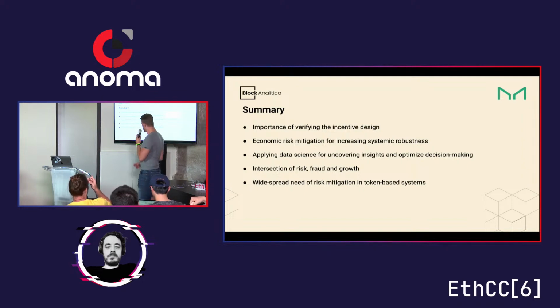And also, these examples are not just specific to risk. There's a huge intersection between risk, fraud, and growth. That's why it matters a lot that we are not trying to isolate these problems, but we look at them more holistically. And that also provides a case for the need of risk mitigation in token-based systems.